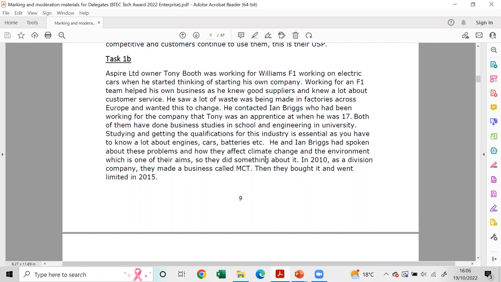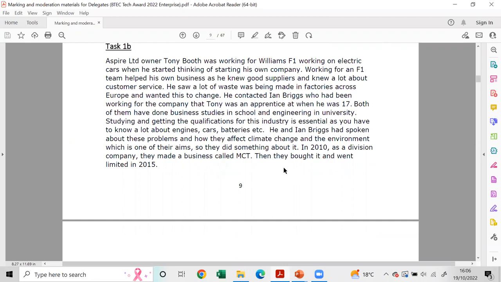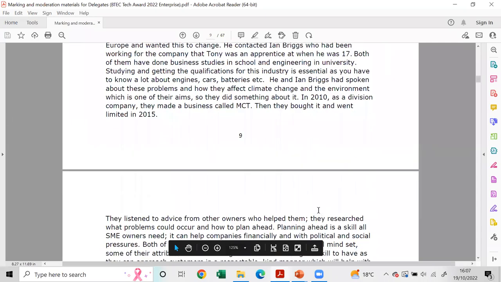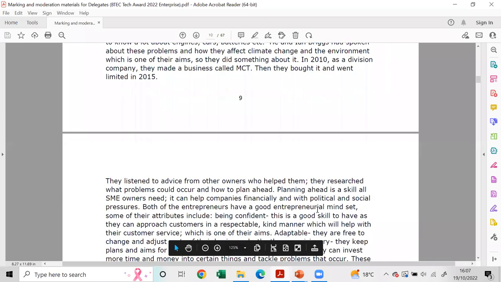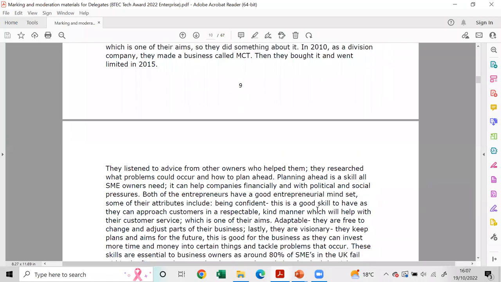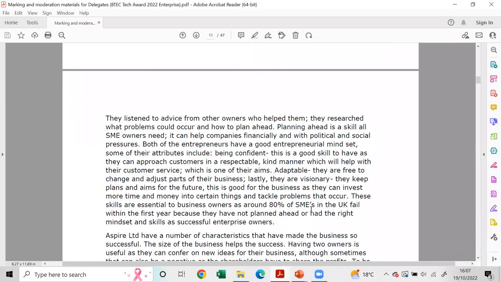Then it was about how they got together with Ian Briggs. Okay, the little bit of history of where they worked. And then it goes on to the fact that they talked about the problems they've seen in terms of climate change, the environment, which is one of their aims, and that's a little link to an aim there. So they decide to do something about it. And then they went on to make this company. Okay, they bought it, went limited in that particular year of 2015.